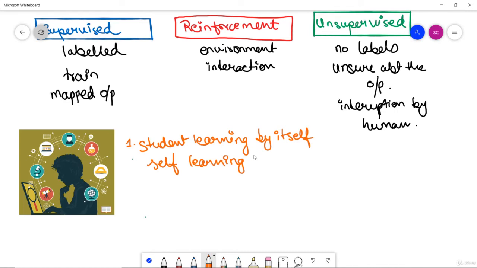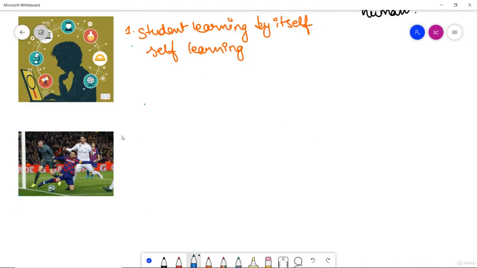Another example of unsupervised machine learning could be a football match. Now you might think, how could a football match be an example of unsupervised learning? It could be.